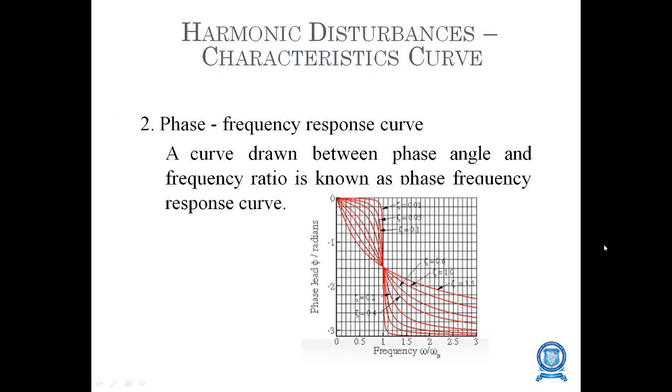Second is the phase frequency response curve, which denotes the curve drawn between the phase angle phi and the frequency ratio. Here, the value of eta varies from 0.2 to 0.02, and the curve is drawn between the frequency ratio and the phase lag phi, which is in radians.